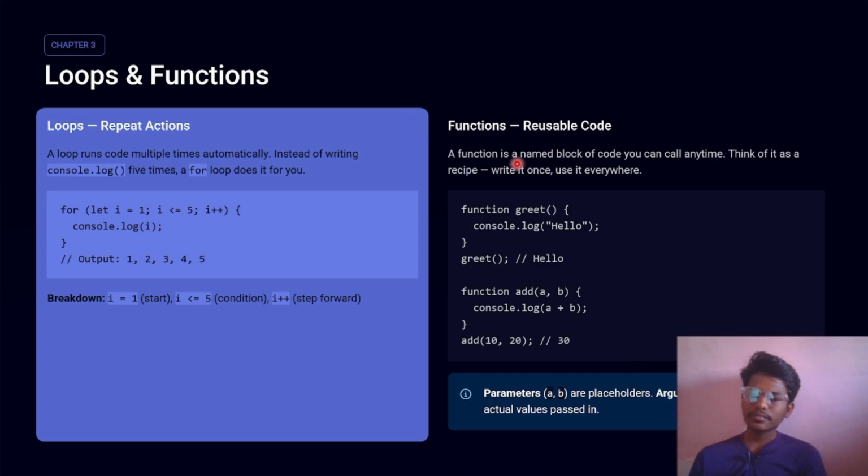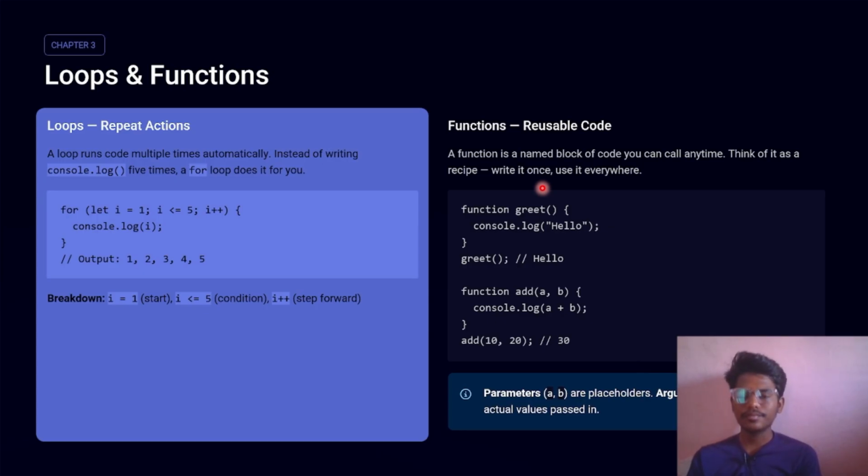Next, functions. A function is a named block of code you can call anytime. Think of it as a recipe. Write it once, use it anywhere. Here, you can understand one thing. It is a block of code that we can use anytime by just calling the function name.